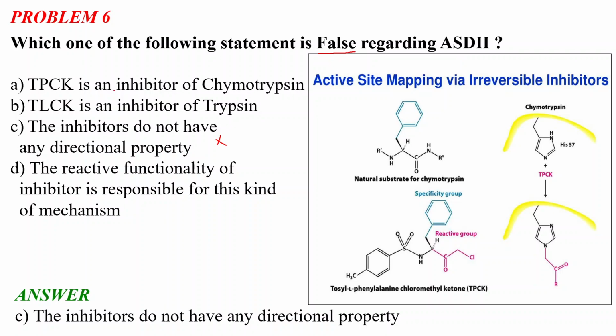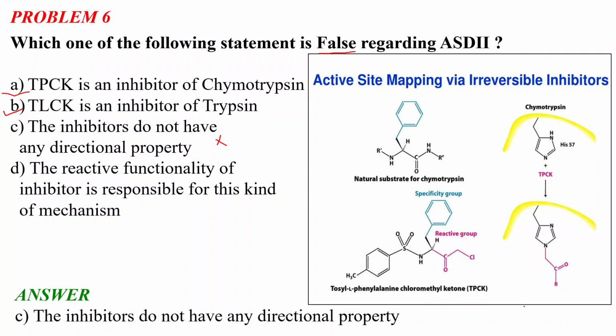Option A, TPCK is an inhibitor of chymotrypsin, is true, and you can see it in this figure, an example of active site mapping via an irreversible inhibitor. Option B is that TLCK is an inhibitor of trypsin. Just remember which inhibitor goes with which enzyme; remembering the names is sufficient. Option C is incorrect, as I said. Option D is that the reactive functionality of the inhibitor is responsible for this kind of mechanism. I can explain option D via this figure.